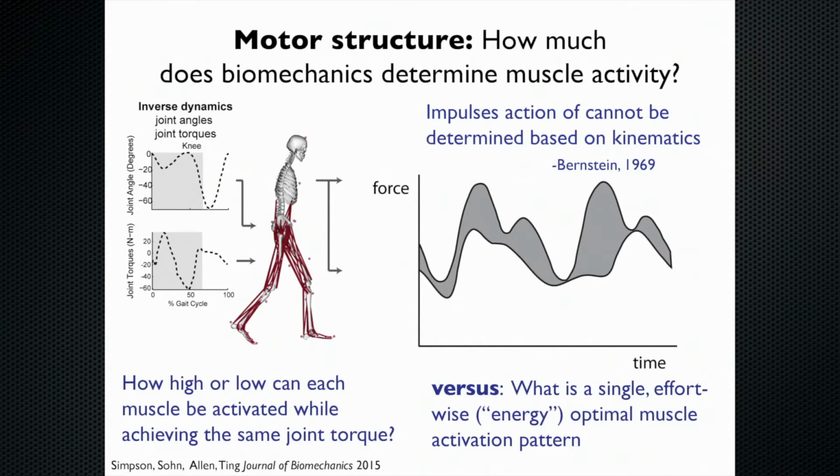So this is a question that Bernstein actually posed about a century ago. And what he said was that if I take a measured movement over time, the force that's generated by muscles cannot be uniquely determined, but it may have some bounds on the activity over time. And this is just taken from his book. And we wanted to say, what do those bounds really look like during a functional task like walking?